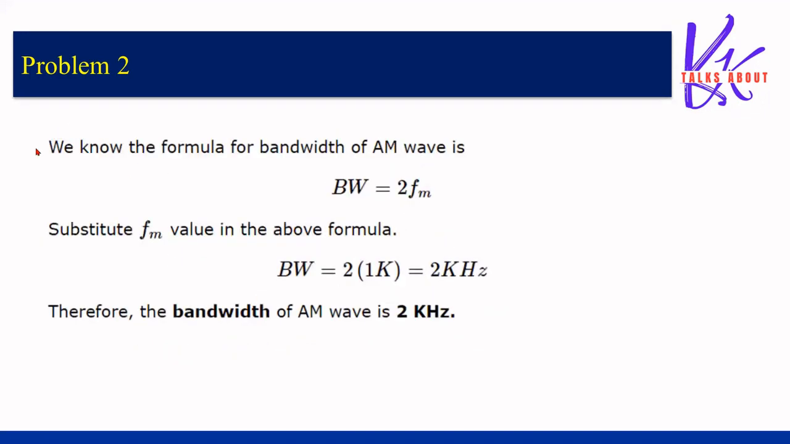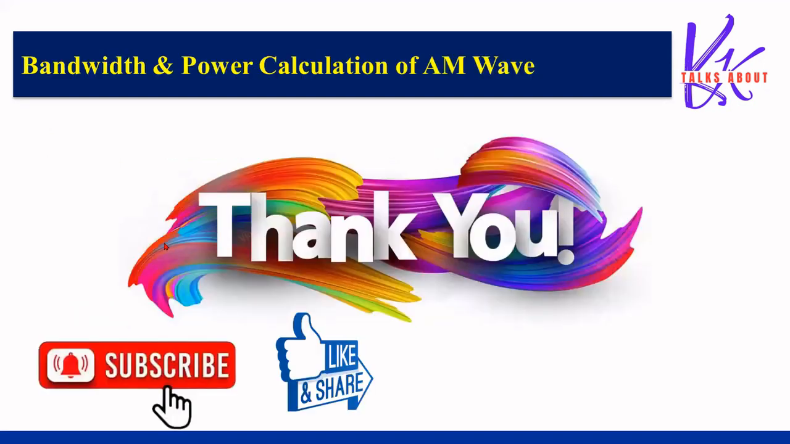So what is the bandwidth he's asking us to calculate? Bandwidth, already we said, is twice that of your message signal frequency. We already know the frequency of your message signal, that is 1 kilohertz. So the bandwidth is 2 kilohertz. So this is all about the bandwidth and power calculations in the amplitude modulated wave.